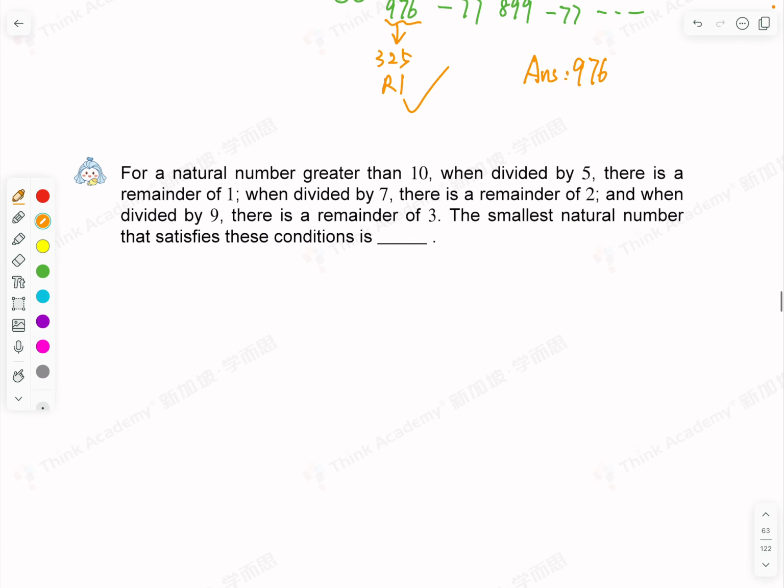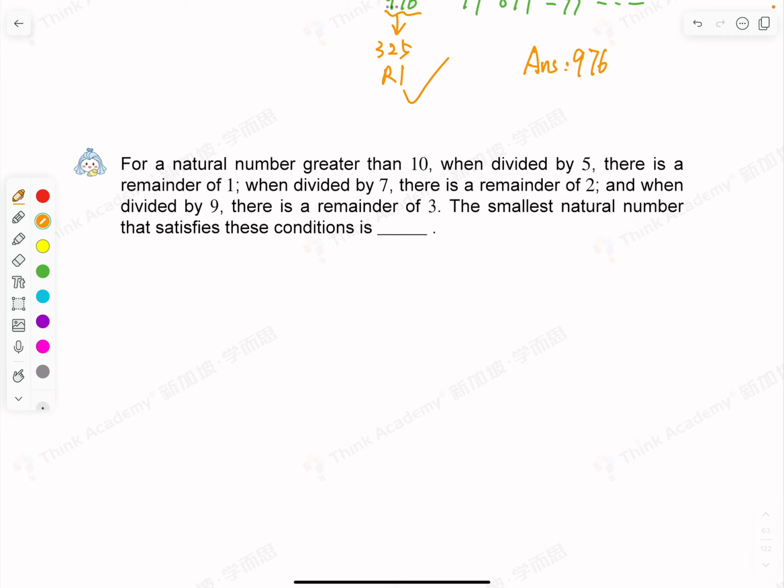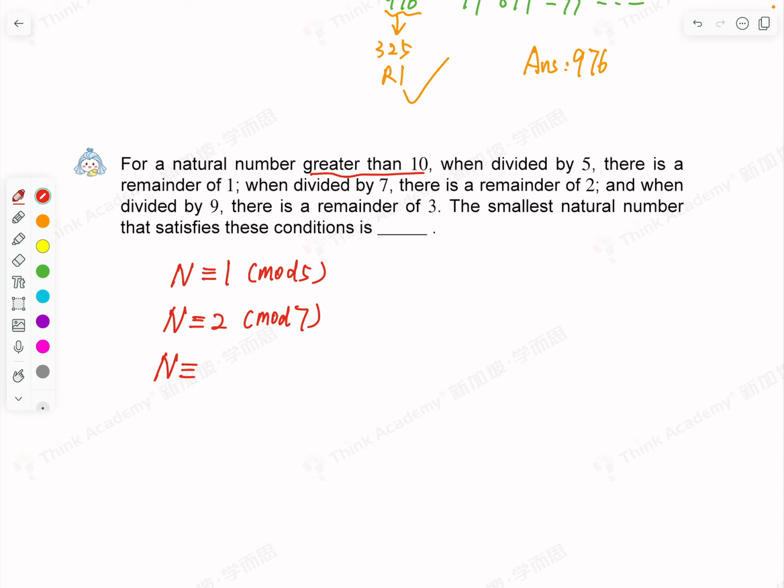Okay, so now let's continue to look at the next one. For a natural number greater than 10, dividing by 5 there's remainder 1, so that means n is congruent to 1 mod 5. And n is congruent to 2 mod 7. And n is congruent to 3 mod 9.